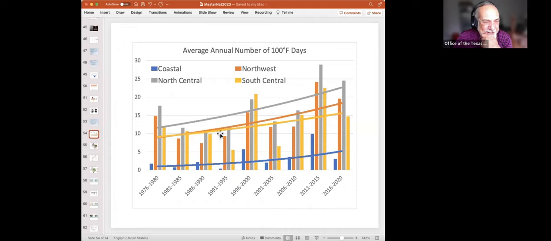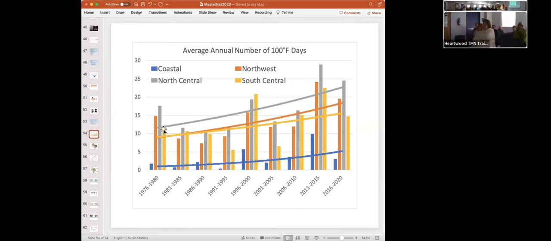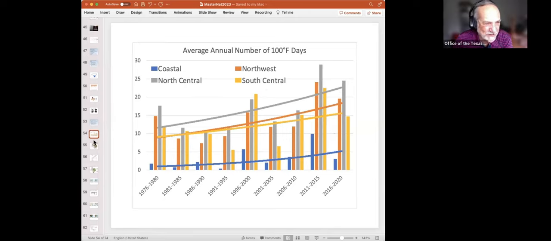Okay, well, at the high end, temperatures are going up. For different regions of the state, they've basically doubled over the past few decades, and every indication is they're going to double again over the next few decades. Which means an average year in North Central Texas now sees over 20 triple-digit days. A long time ago, it was around 10, and it's going to be somewhere in the neighborhood of 40 or 50 by 2050 or 2060 or so.